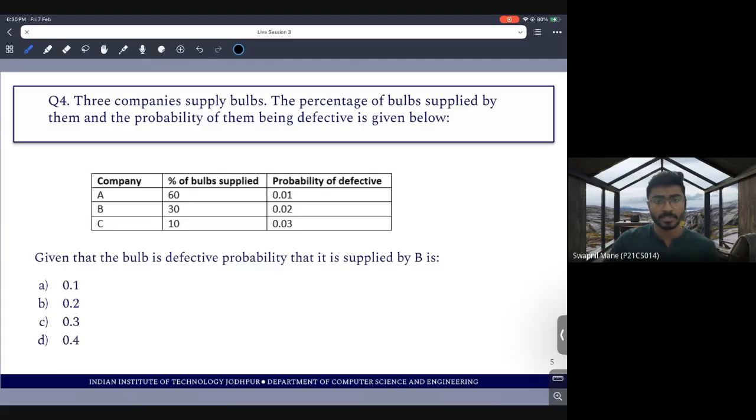Given this data, we need to identify the probability that, given the bulb is defective, it was supplied by B. So here we need to find the probability of company B supplied, given that it is defective. Please try to understand the question and try to solve it.